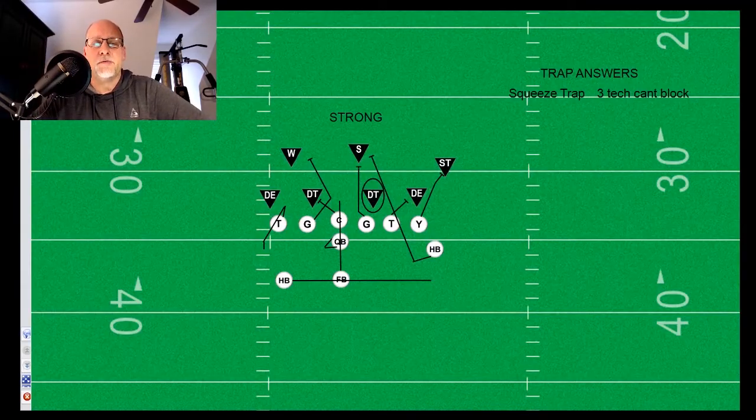And while it's a different play, that three technique right here, what is he doing? He's reading the release of the guard. So that guard releases down or in, okay? And so he's going to squeeze it. He squeezes it. He's going to see that ball. He's going to tackle it.